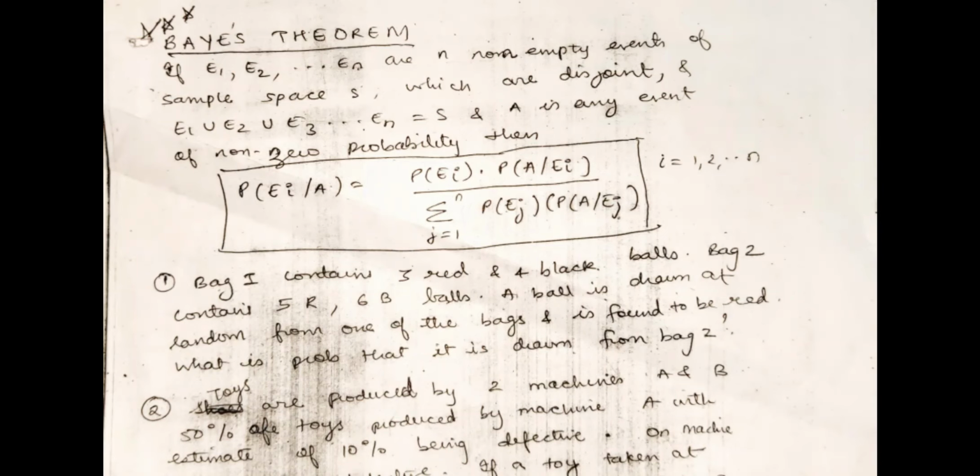So just write this Bayes theorem. This is the statement. Bayes theorem. Just write this, then I'll explain, and then we'll prove it. Sometimes in the exam they ask, state and prove Bayes theorem.